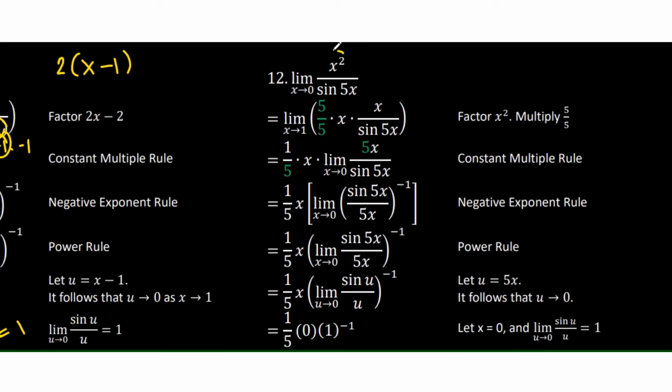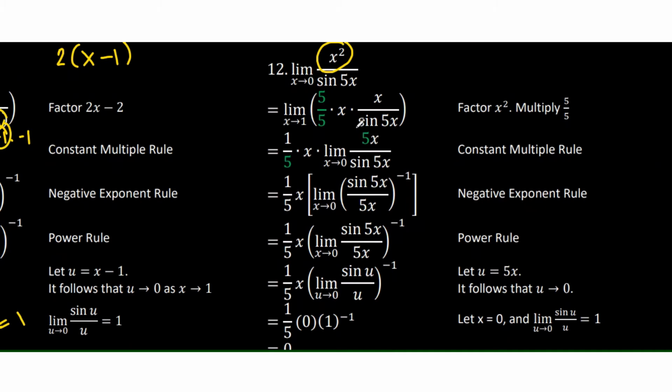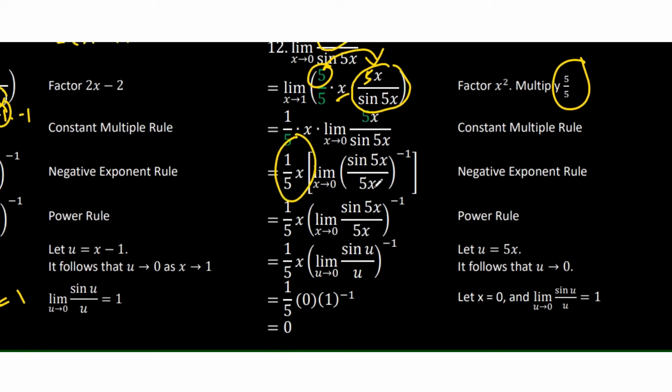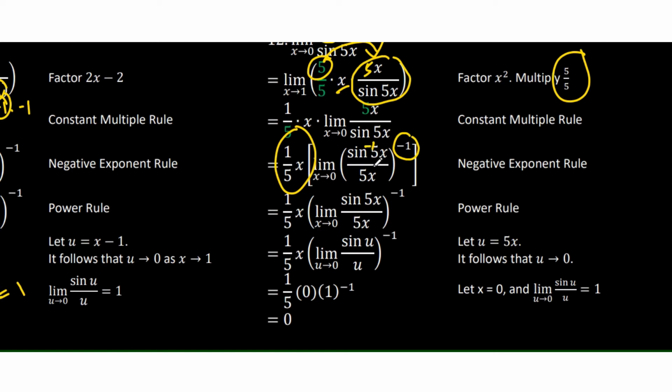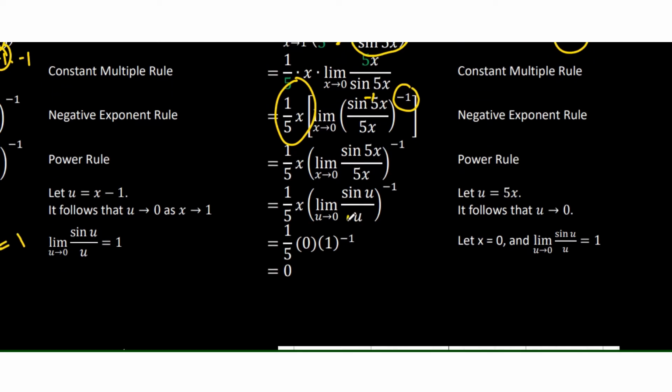Next example, we have x squared here. So in that x squared, we are going to separate the other x. Okay, so we just have this. However, we need to have 5. That is why we multiplied 5 over 5 by sharing 5 here. Okay, so we now have 1/5 x times limit of 5x over sine 5x. Again, raise that to negative 1 here. So we now have simply 1 for limit of sine u over u, but this is 0, therefore the entire product is 0.